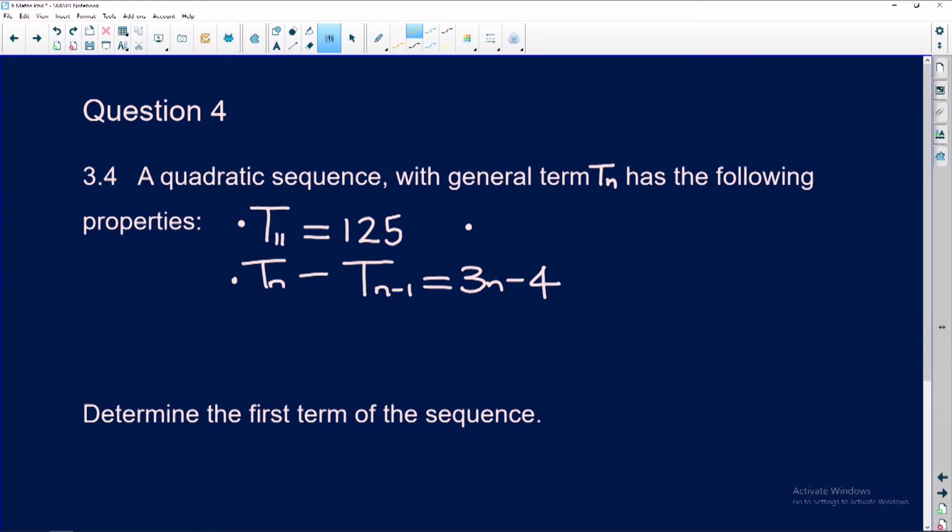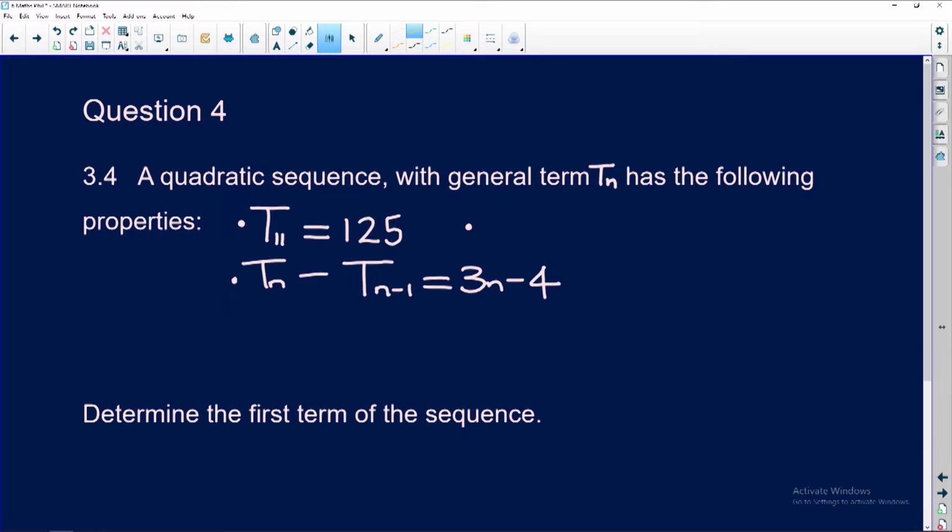So let's take a look. It says, a quadratic sequence with the general term Tn has the following properties. Term 11 is given to us as 125, and Tn minus 1 is equal to 3n minus 4. Determine the first term of the sequence.